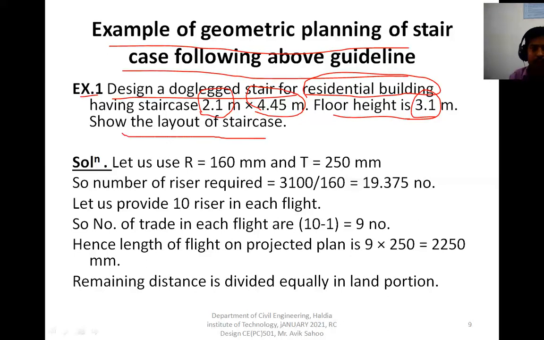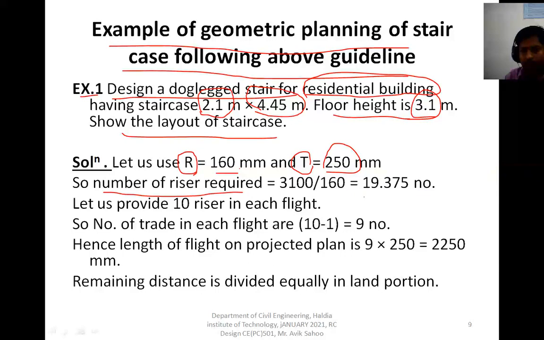So the layout of staircase. Now let us consider, because the building is residential, use riser 160 standard, and the tread you consider 250. 250 is also a standard comfortable dimension. Now the number of risers required. So how many risers required? That is floor height divided by height of the riser.